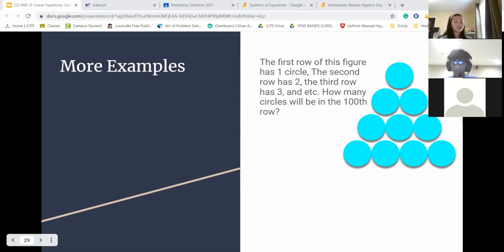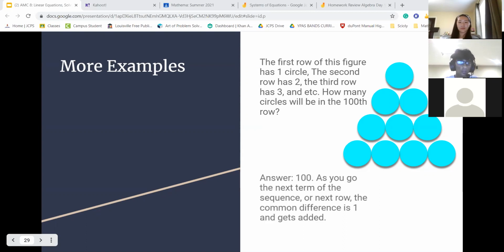Shrayan, I think we're not asking how many total circles there will be. We're asking how many circles there are going to be in just the 100th row. So what is the 100th term of this sequence? No, that's fine. That's a common misunderstanding. Yeah, so it's going to be 100, right?